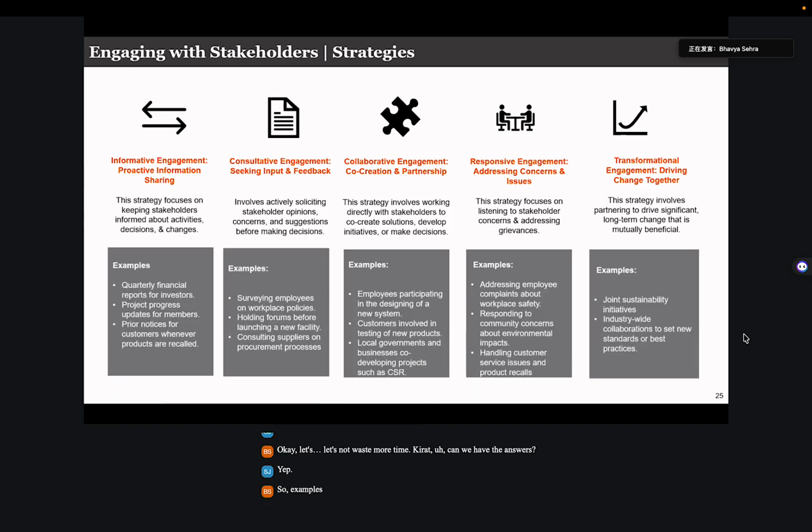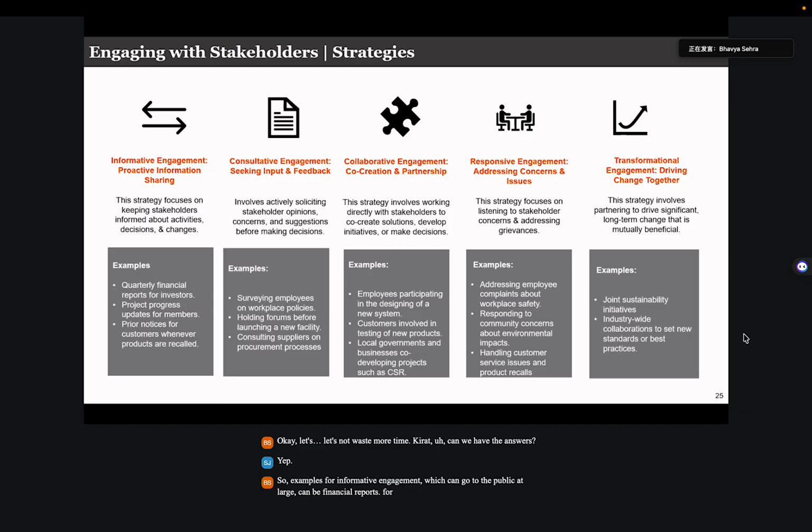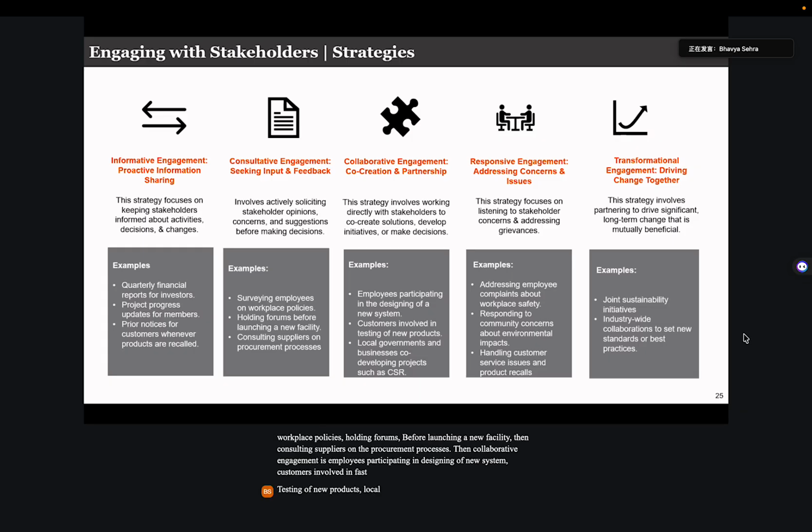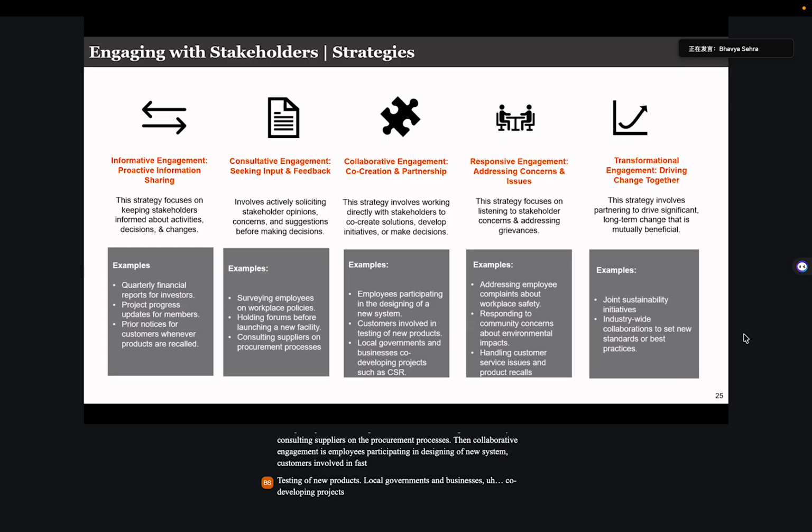Examples for informative engagement, which can go to the public at large, can be financial reports for the investors, but suppose in listed companies, it goes to the public at large, then project progress updates for the members, then prior notices for the customers when products are recalled. For consultative engagement, we have surveying employees on workplace policies, holding forums before launching a new facility, then consulting suppliers on the procurement processes. Then collaborative engagement is employees participating in designing a new system, customers involved in testing of new products, local governments and businesses co-developing projects such as CSR.